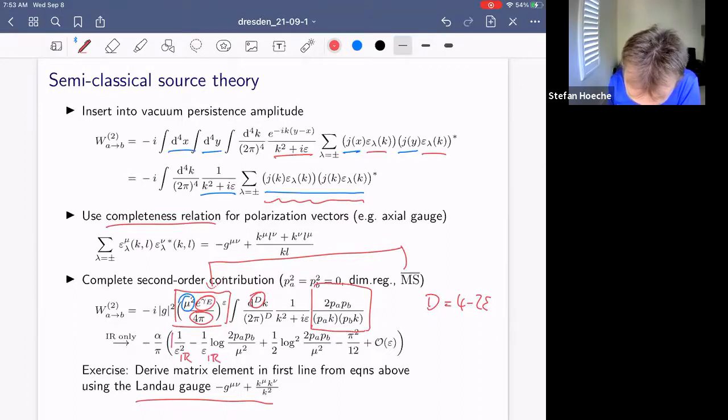Interesting to note, there is a double pole here, there's a single pole here, there is a double logarithmic enhancement, and there are some constants. And then, in the end, we want to send epsilon to 0. Therefore, we can ignore all the terms of order epsilon. And there's a minus sign up front, which is also interesting. Okay, so that's our second order result for the vacuum persistence amplitude.